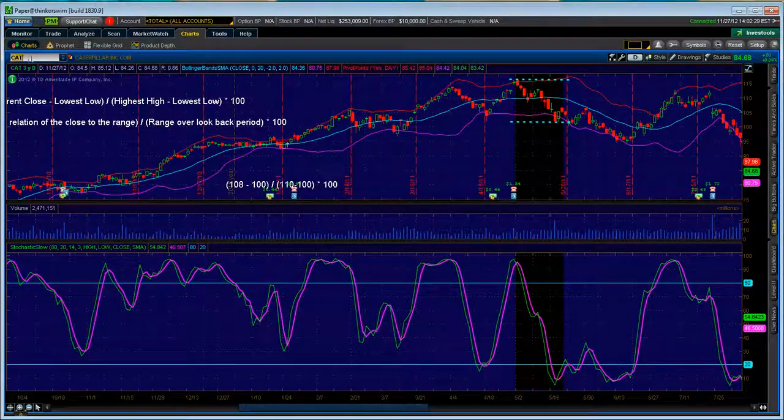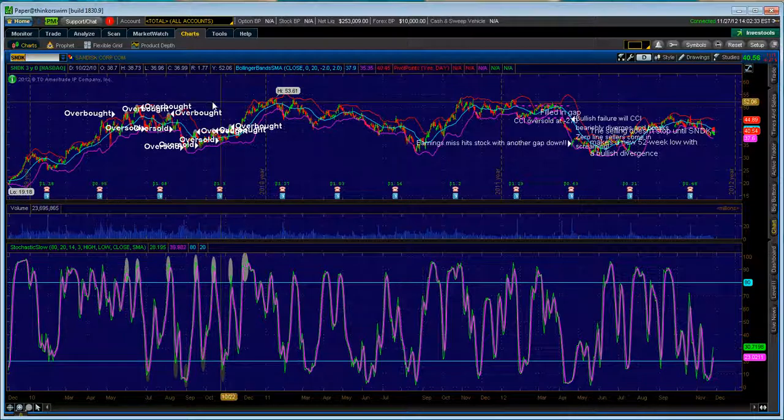Okay, so now let's just take a quick look at some overbought, oversold signals. If I can get back here.